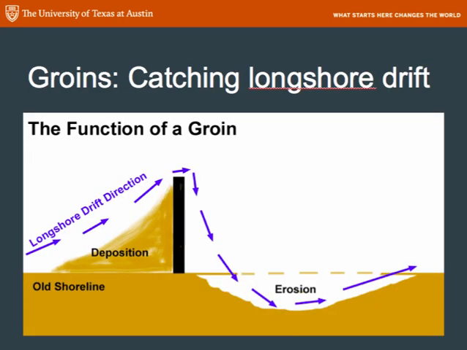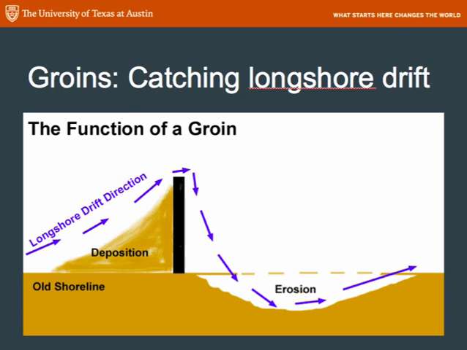So people who live along coasts might very well be concerned about sand disappearing from in front of their house, and they often will build various structures to try to trap sand and keep it from moving in that longshore drift. And one of the most common ones is this kind of a structure called a groin, which is a wall, really, that's built from the shore out into the ocean, and it is designed to catch the sand that is being pushed by longshore drift.